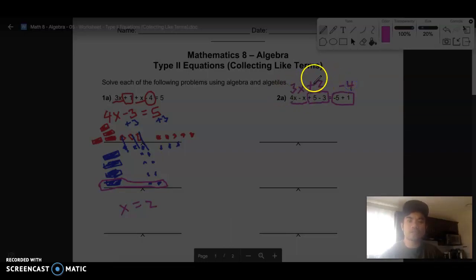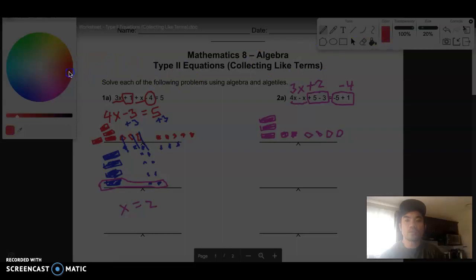Now that I have already established my left side and my right side, we can draw them. So let's draw them. 3x: 1x, 2x, 3x. Make sure you color them. And now we have to draw positive 2. Now we have to draw negative 4: negative 1, 2, 3, and 4. Very good. Now we need to get rid of positive 2. How do we get rid of positive 2? Well, you're going to add negative 2. Whatever you do on the left, you do to the right.